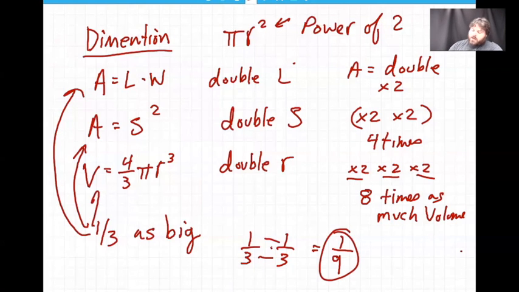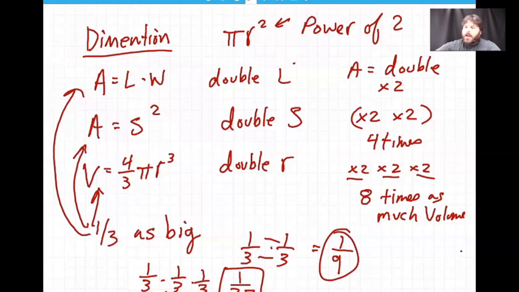And again, if I plug it into the volume, if I do say the radius is 1/3 as big, it's 1/3 times 1/3 times 1/3. It's going to be 1/27 the volume as the original. Okay, so that's how changing a parameter can affect a formula. All right.